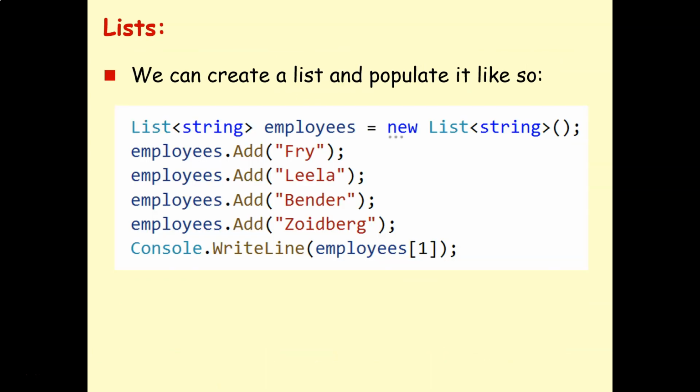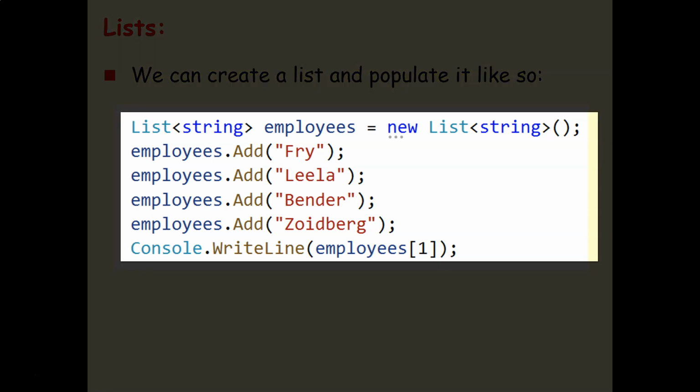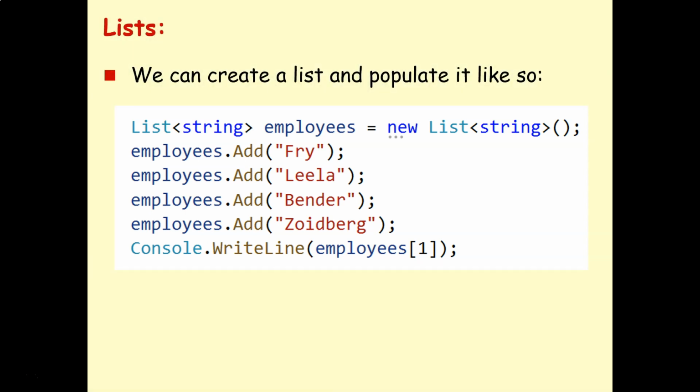We can create a list and populate it like so in C#. So List<string> employees equals new List<string>, and then we've got the usual parentheses. And this will create a list called employees. We can then use the .Add method to add our employees to the list, and we can print it out exactly the same way that we would with an array, by giving the index value.